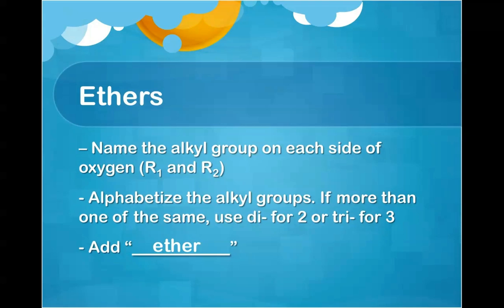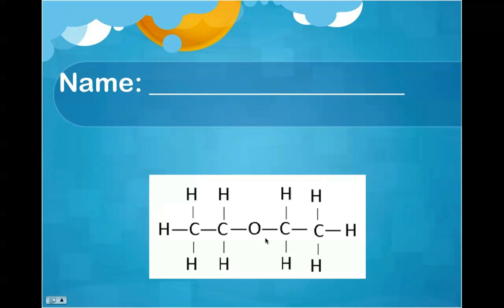Tri you wouldn't even have to worry about because you'd only have up to 2 groups. So you actually cross this part out in your note packet. You'd only use di if you had 2 of the groups on both sides, and you'll see why in just a second. And then at the very end, we actually end very simply with the term ether. All right, so let's look at this.